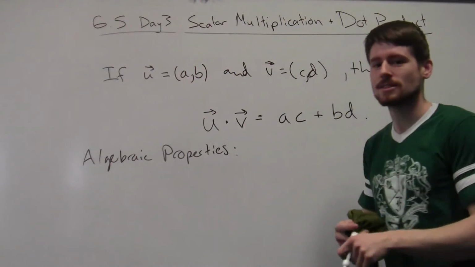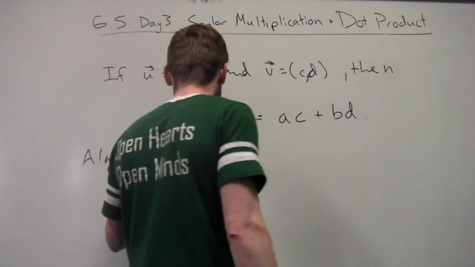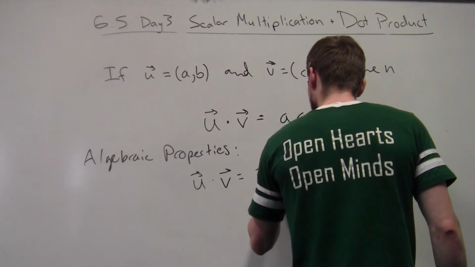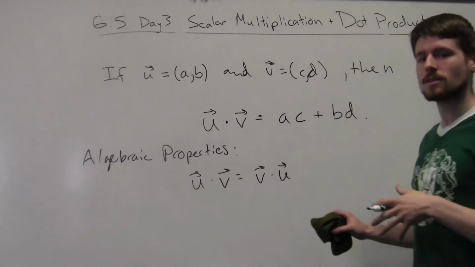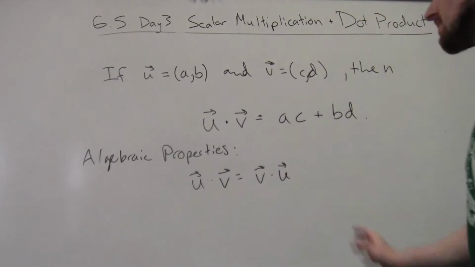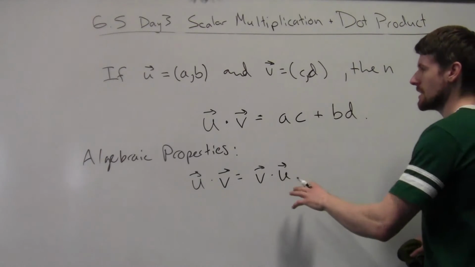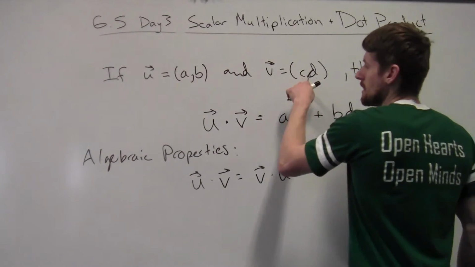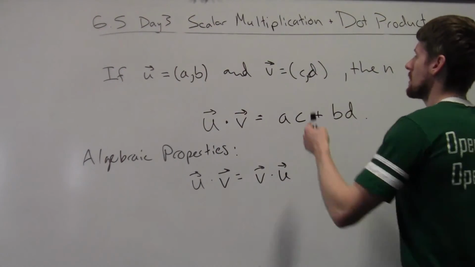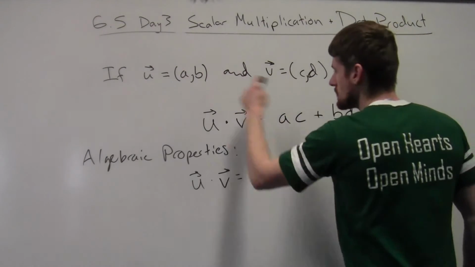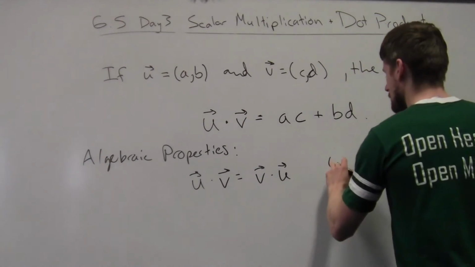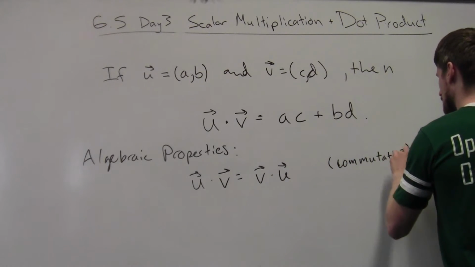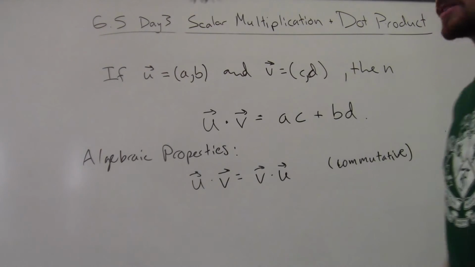One of the properties that we've got is basically the commutative property, and that's that u dot v is equal to v dot u. I'm not going to prove all of these properties because a couple of them I'll ask you to do, but it should be pretty straightforward to see that the order you do the dot product in doesn't matter. If you do A times C or C times A, you're going to get the same number. And likewise, if you do B times D or D times B, you're going to get the same number. So this is the commutative property. Just like vector addition was commutative, the dot product is commutative.